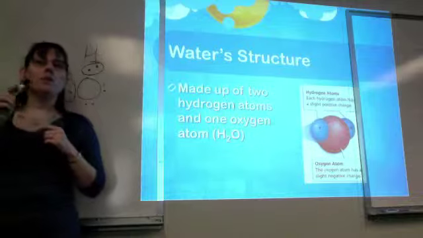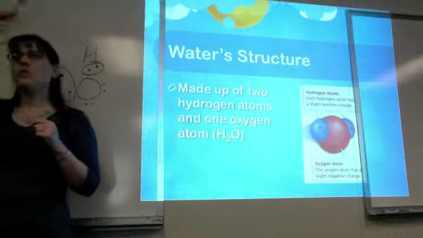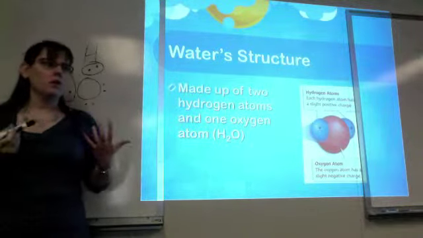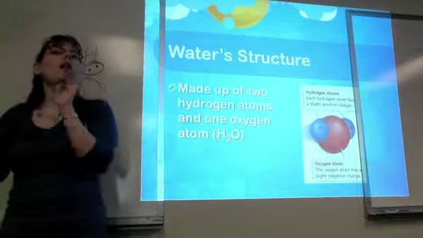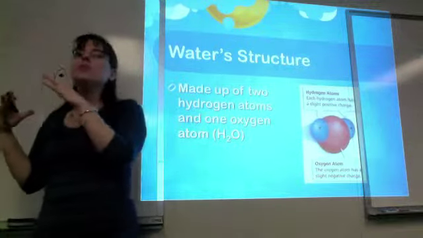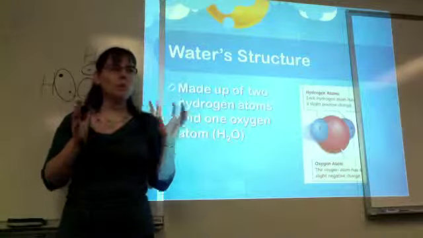So the electron might spin twice around oxygen before it goes and wraps around hydrogen once, for example. The electron spends more time with the oxygen, so the oxygen's a little bit more negative than the hydrogen. Does that make a little bit of sense?